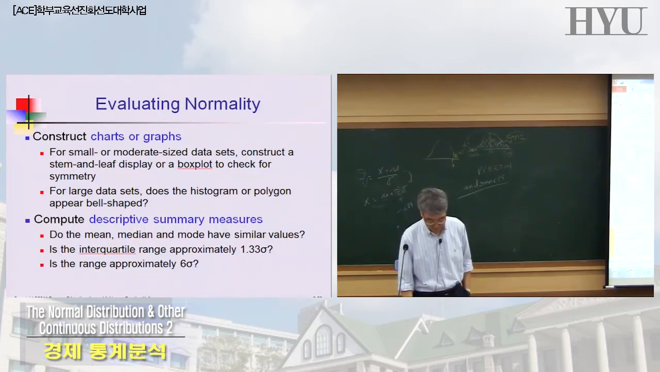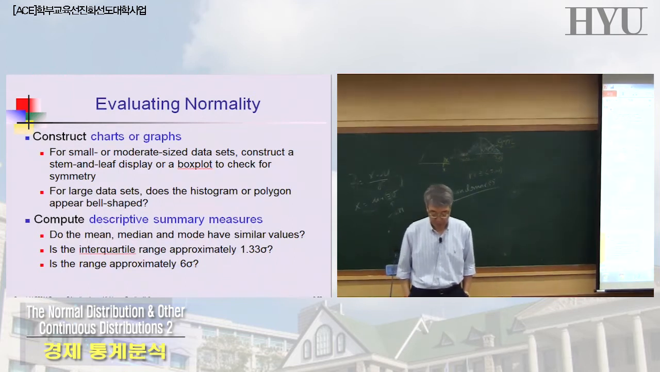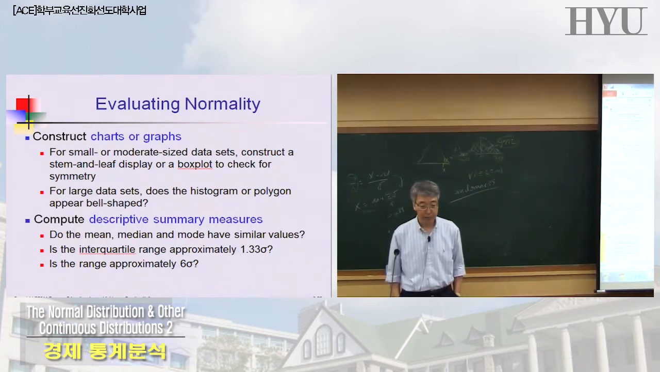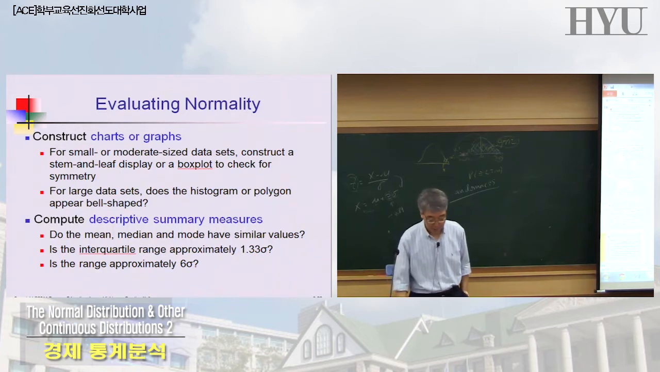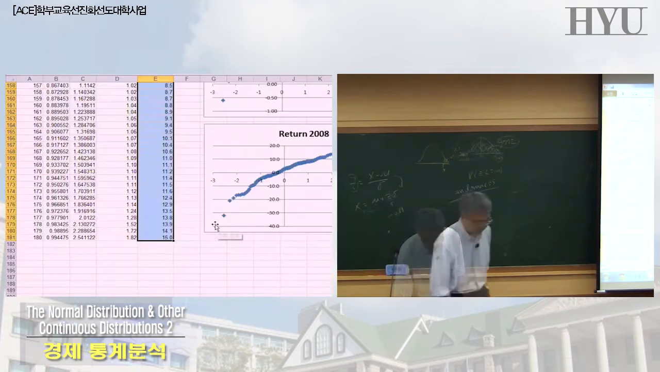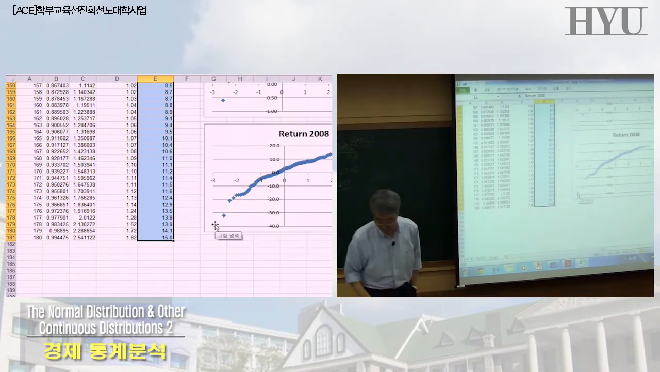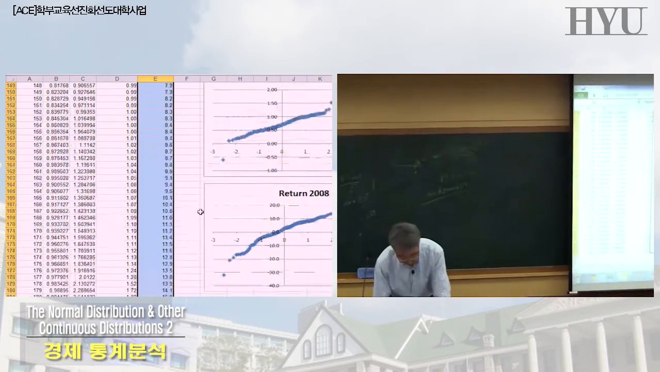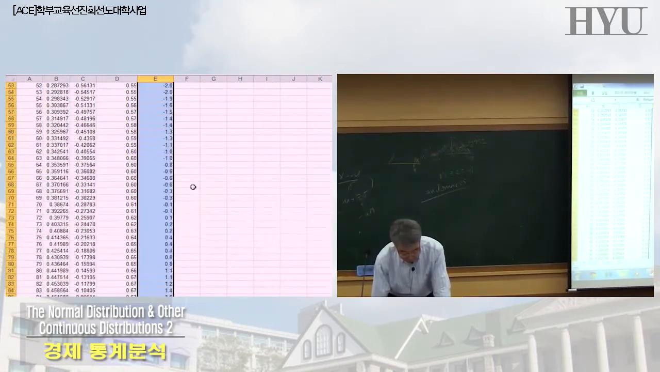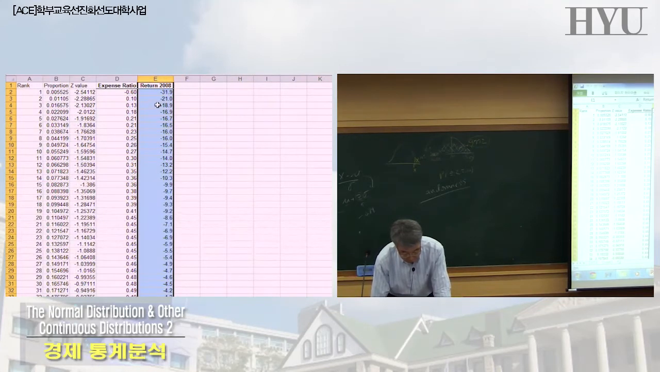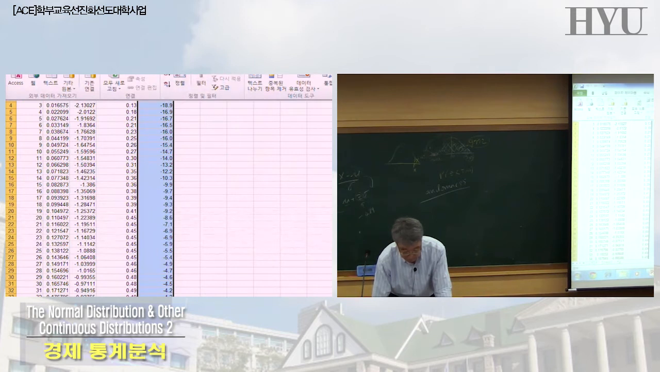And then you can check some descriptive summary measures. I think I showed you how to do descriptive statistics in Excel. Let's see. And here's one variable here. Let's say return 2008, right? It is already selected, so I can go to, where was it? Where's the data analysis?